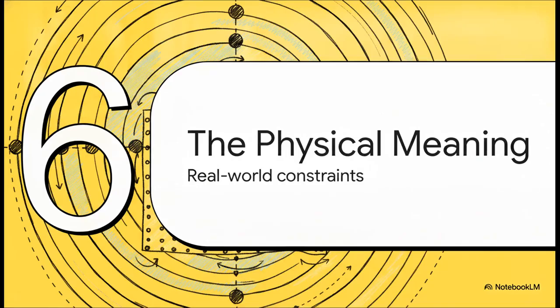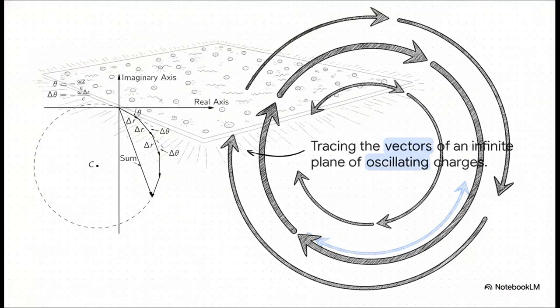Finally, Section 6, the physical meaning. Let's bring all this spiraling geometry and complex math back down to Earth. What does this actually mean for a real physical plane of oscillating charges? Let's say we want to calculate the total electric field from a massive, infinite flat plane of charges. We do the math by adding up the wave contributions from every ring of charge moving outward, drawing our little arrows again. But because the plane is mathematically infinite, the arrows never stop.